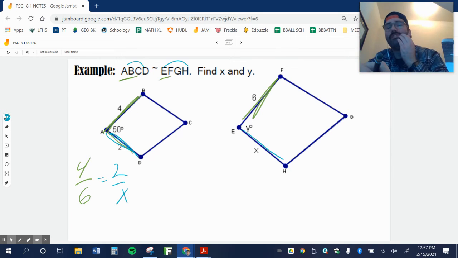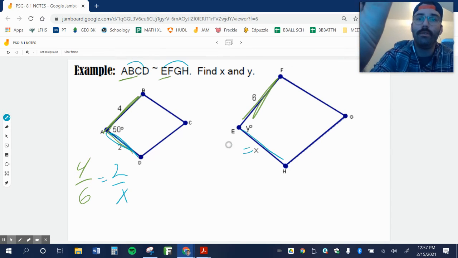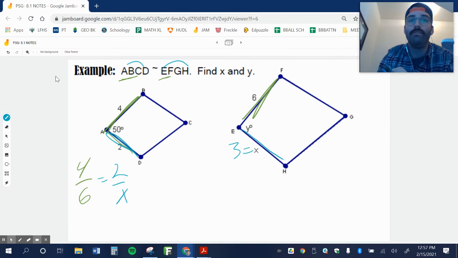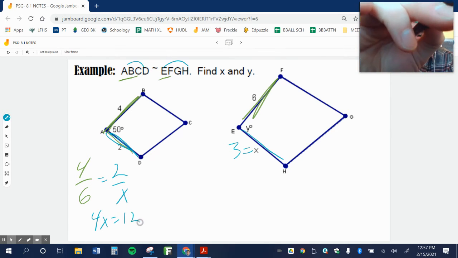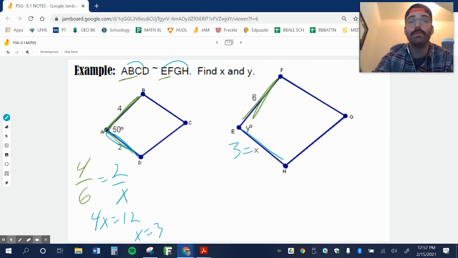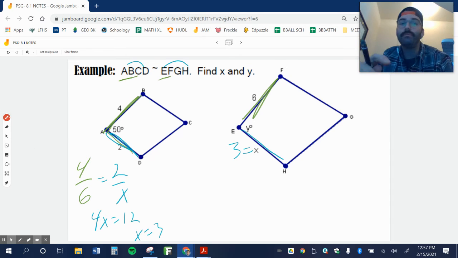Now you can think about 4/6, how does that reduce? 4/6 reduces to 2/3. So even before doing this work, I know that X has to be 3. All right, 4/6 is 2/3, then this has to be 2/3. I can also cross multiply and solve this. 4X equals 12. Oh, look, just to be sure, X is 3. That actually works. Remember, the ratio of the corresponding sides must be equal. 4/6, I can reduce that to 2/3. Well, then this has to be 3.